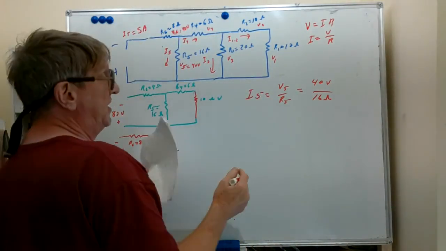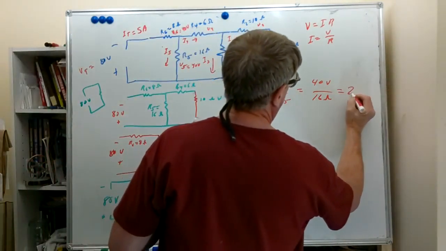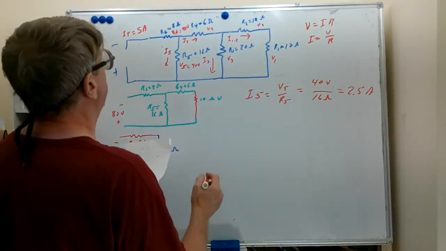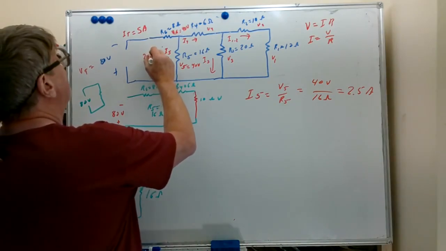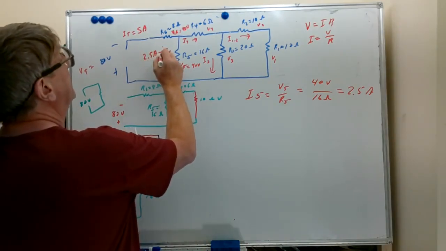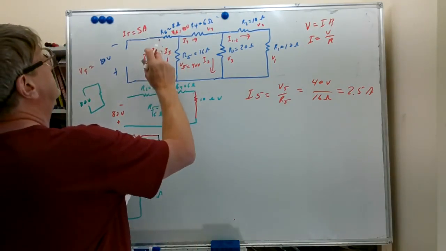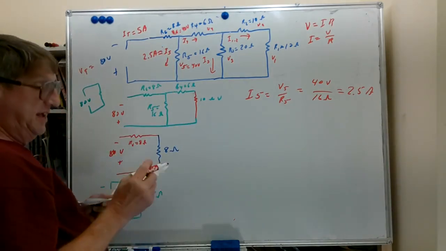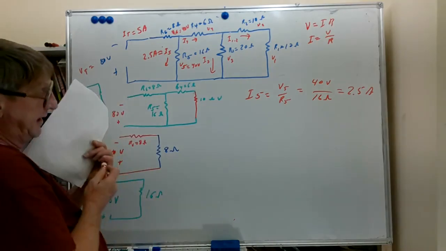And if we divide that out, that gives us 2.5 amps. So let's put that down here for I5. 2.5 amps, and put an equal sign. 2.5 amps is equal to I5. So we have calculated I5. We're working our way through the circuit like gangbusters, aren't we?